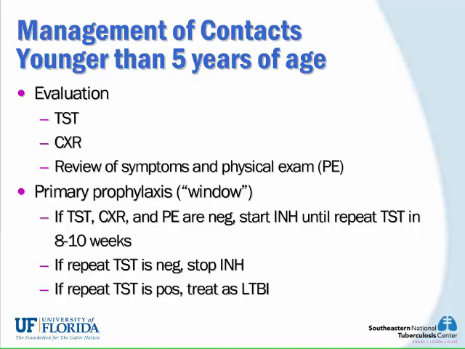So based on this, the way we manage contacts that are younger than 5 years of age is the following. It's a little bit different than contacts that are older or have no risk factors. When children less than 5 years are identified as contacts, they should all have an evaluation that includes a TST, a chest x-ray, and review of symptoms and physical exam. All of that evaluation. If all of that is negative, then we start them on window prophylaxis, which is really primary prophylaxis.